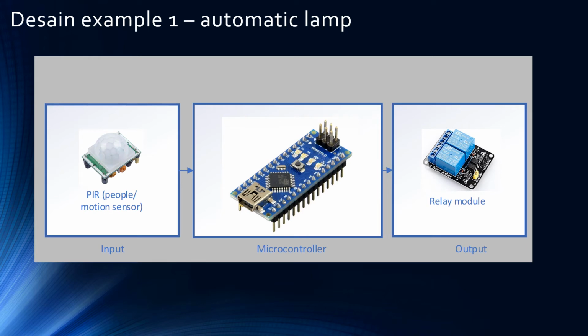This is the block diagram of the automatic lamp. In the middle part, we have the microcontroller, and we already chose Arduino Nano. For the output part, it is the lamp, but we cannot connect a lamp directly. We need a relay module. For the input, we need to be able to detect people. Here comes the PIR, people or motion sensor. These are the main parts of the project for the automatic lamp.